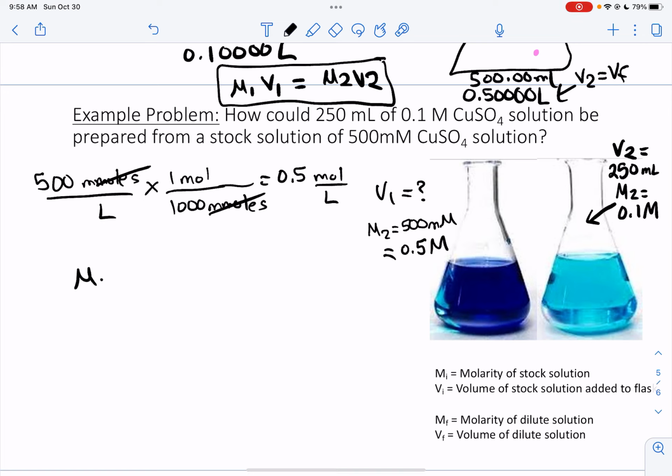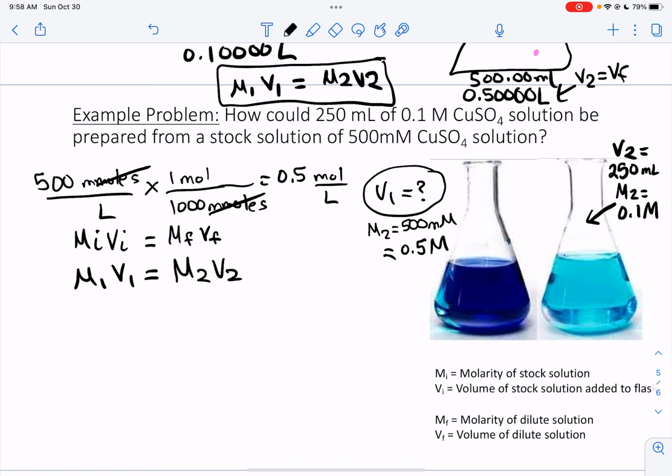Now, like I said, we're starting with our equation, M1V1 equals M2V2. Note that this is the same exact equation as the one that's given in your textbook. So initial molarity times the volume transferred of the stock solution is equal to the final molarity of the dilute solution times the final volume. These are the same equation, but like I said, I was trained with this one, so I'm used to M1V1 equals M2V2, so that's just my instinct.